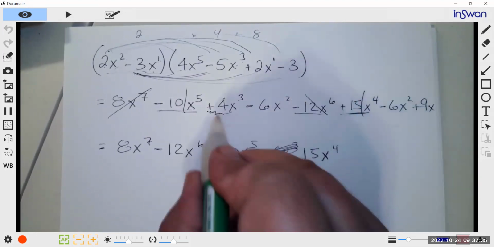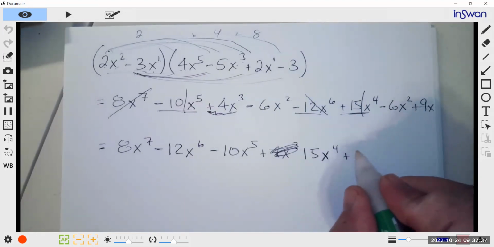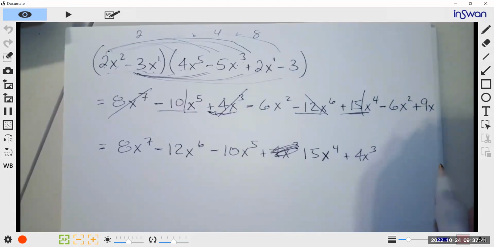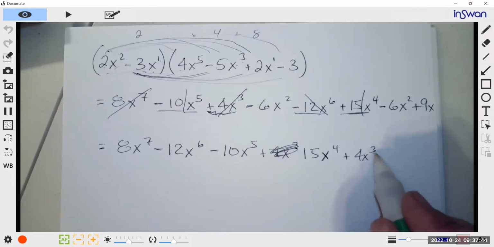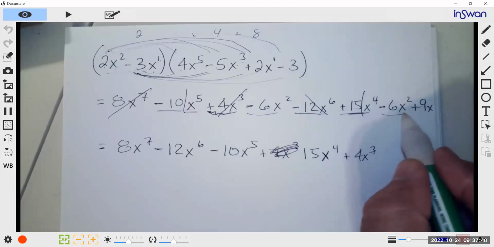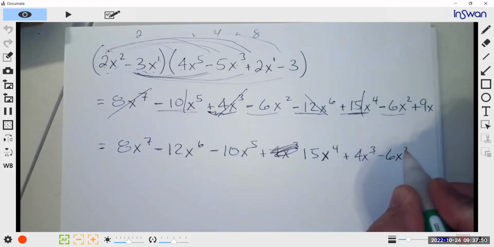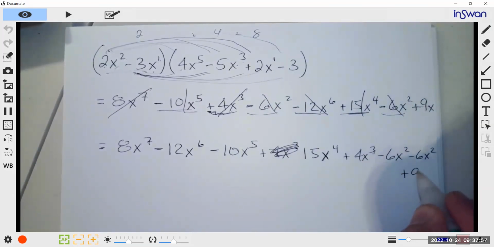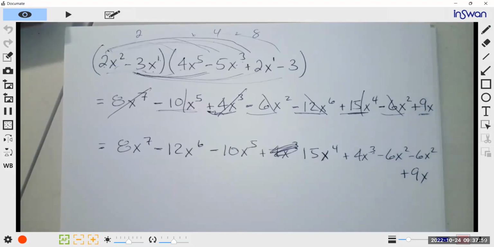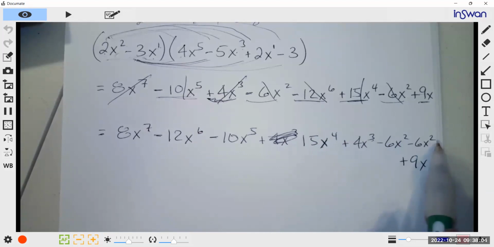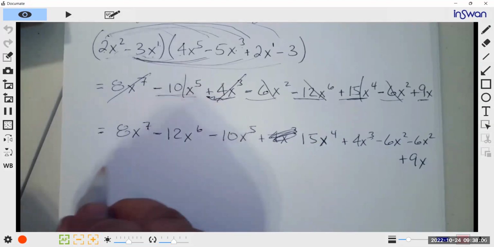Now the next one is thirds. Here's a third. So it's positive 4x to the third. Next one smaller is x squared. Here's an x squared. There's an x squared. Both minus 6x squared, minus 6x squared. And then plus 9x. So I have 8, 7, 6, 5, 4, 3, 2, 1. Combine like terms.